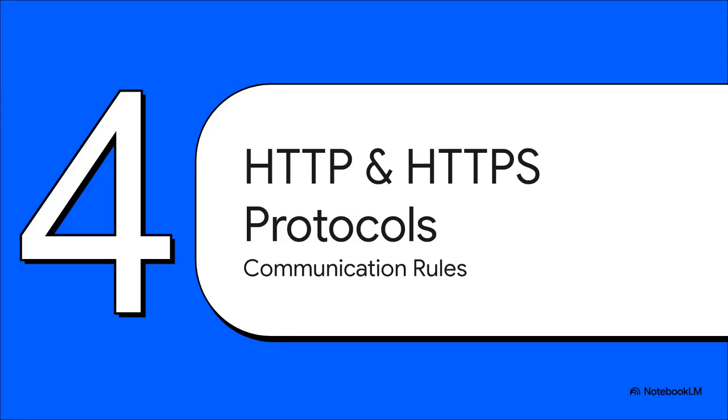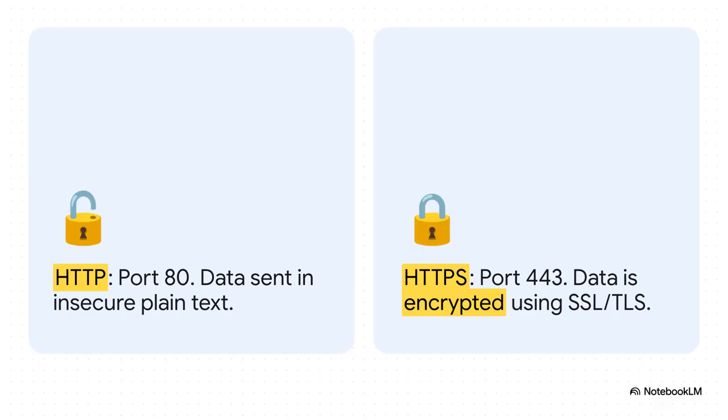Next up, Section 4, protocols, specifically HTTP and HTTPS. So HTTP is the default, right? But the problem is it transmits data in totally insecure plain text over port 80, meaning if an attacker intercepts it, they can read absolutely everything. And that is exactly why we have HTTPS. The S stands for secure, of course. It uses SSL or TLS certificates to encrypt the data during transmission, and it specifically operates over port 443.